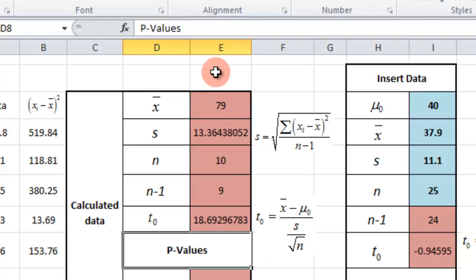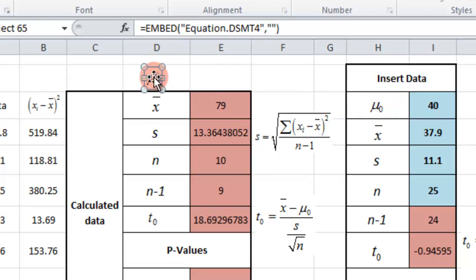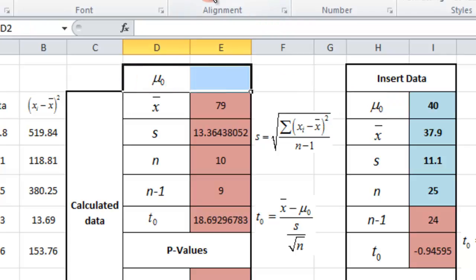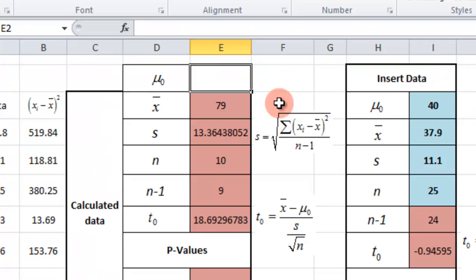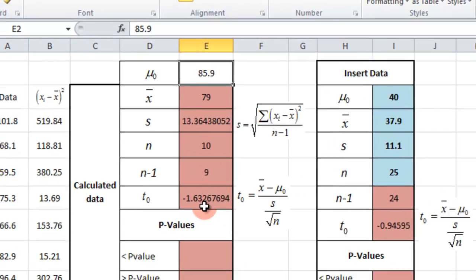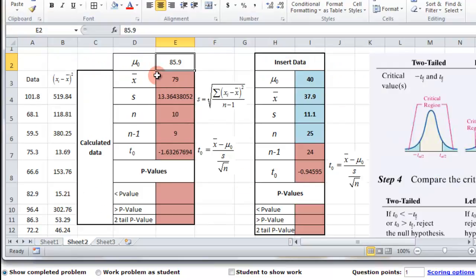And I'm going to fill in my mu naught right here. So I'm going to copy this thing over here and paste it just to make another little box. And this will be my mu naught, and that was 85.9. So if I fill that in, now our t-statistic has been updated. Negative 1.633. Okay? So a little bit of calculations there to get that.